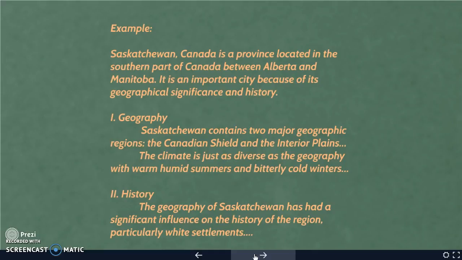And then we will move on to the second section, which is history. And notice that our bridge sentence connects immediately back to the point prior to this one, which is geography. So we want to make sure that we make that strong connection between the two.